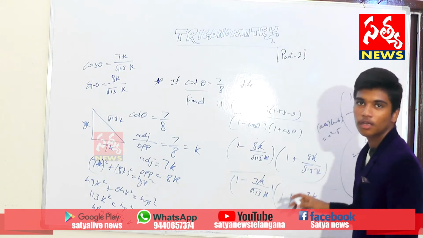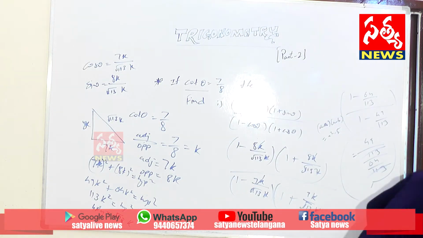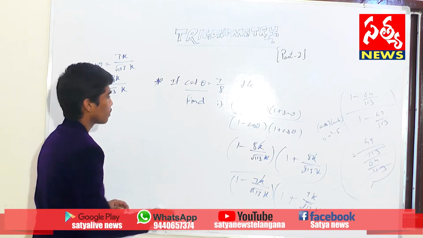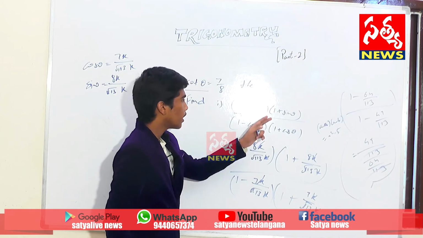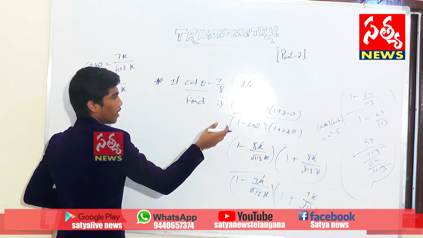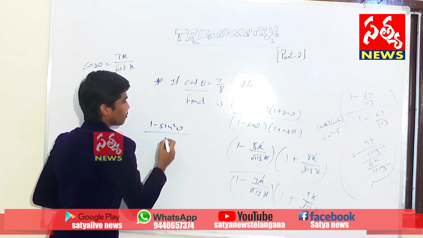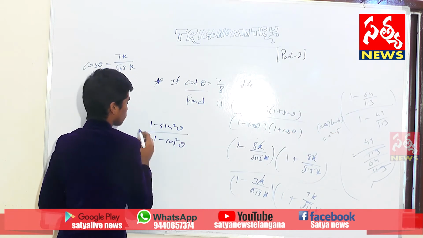This is the method. And the simple method is, see here, directly from the question we can take (1 minus sin theta) into (1 plus sin theta) as these are (a minus b) into (a plus b), we can write 1 minus sin square theta by the denominator also 1 minus cos square theta.